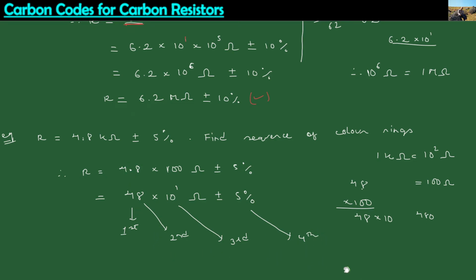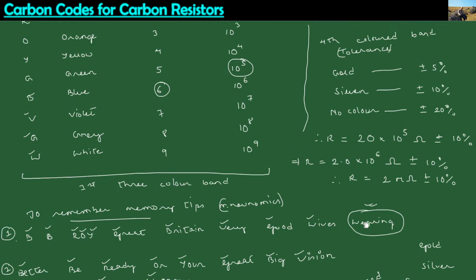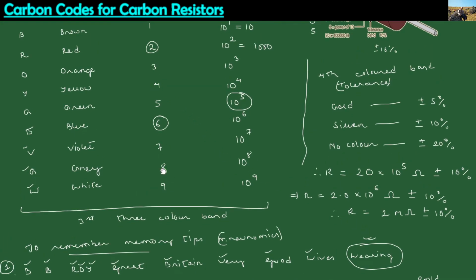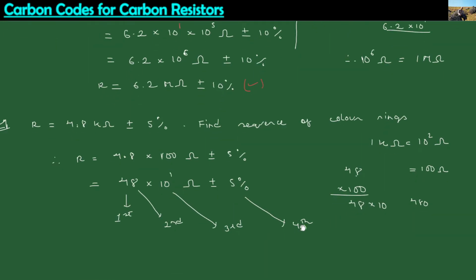So what is the value of 4? You have to remember from that table, 4 and 8. 4 is yellow, so this first ring will be yellow. Then 8, what is 8? 8 is gray. So the second color will be gray.